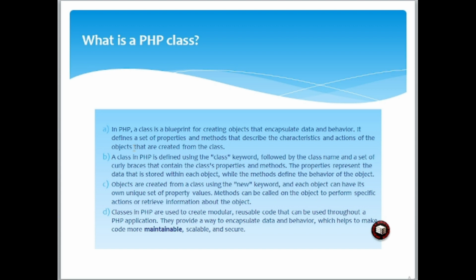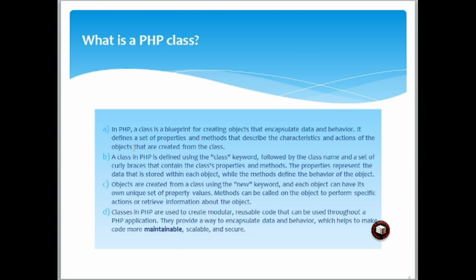Next, what is a PHP class? A class is a blueprint for creating objects that encapsulate data and behavior. It defines a set of properties and methods that describe the characteristics and actions of the objects that are created from the class. A class in PHP is defined using the class keyword followed by the class name and a set of curly braces that contain the class properties and methods.